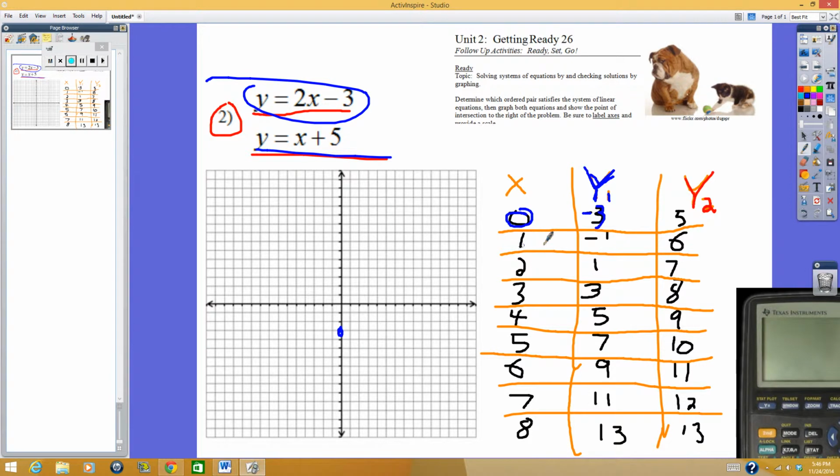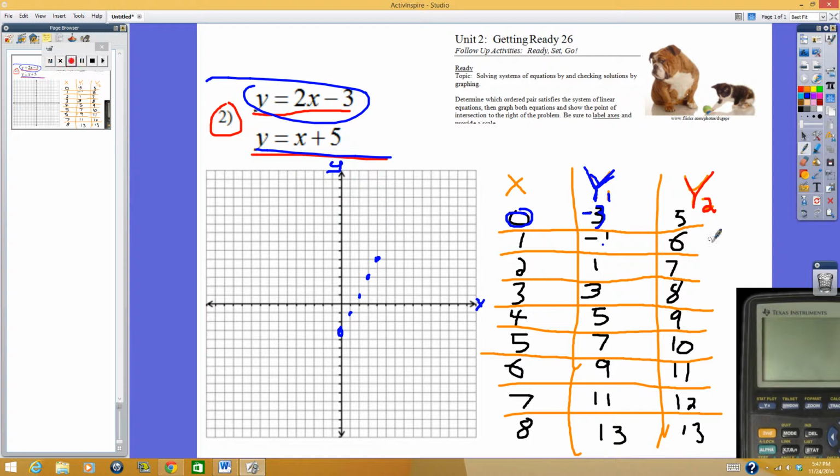When x is 1, y is negative 1, so I go to 1, negative 1. When x is 2, y is 1. When x is 3, y is 3. By the way, I should label this x, y. And you can really see it's a pattern. Then 4, 5. So 4, 1, 2, 3, 4, 5.